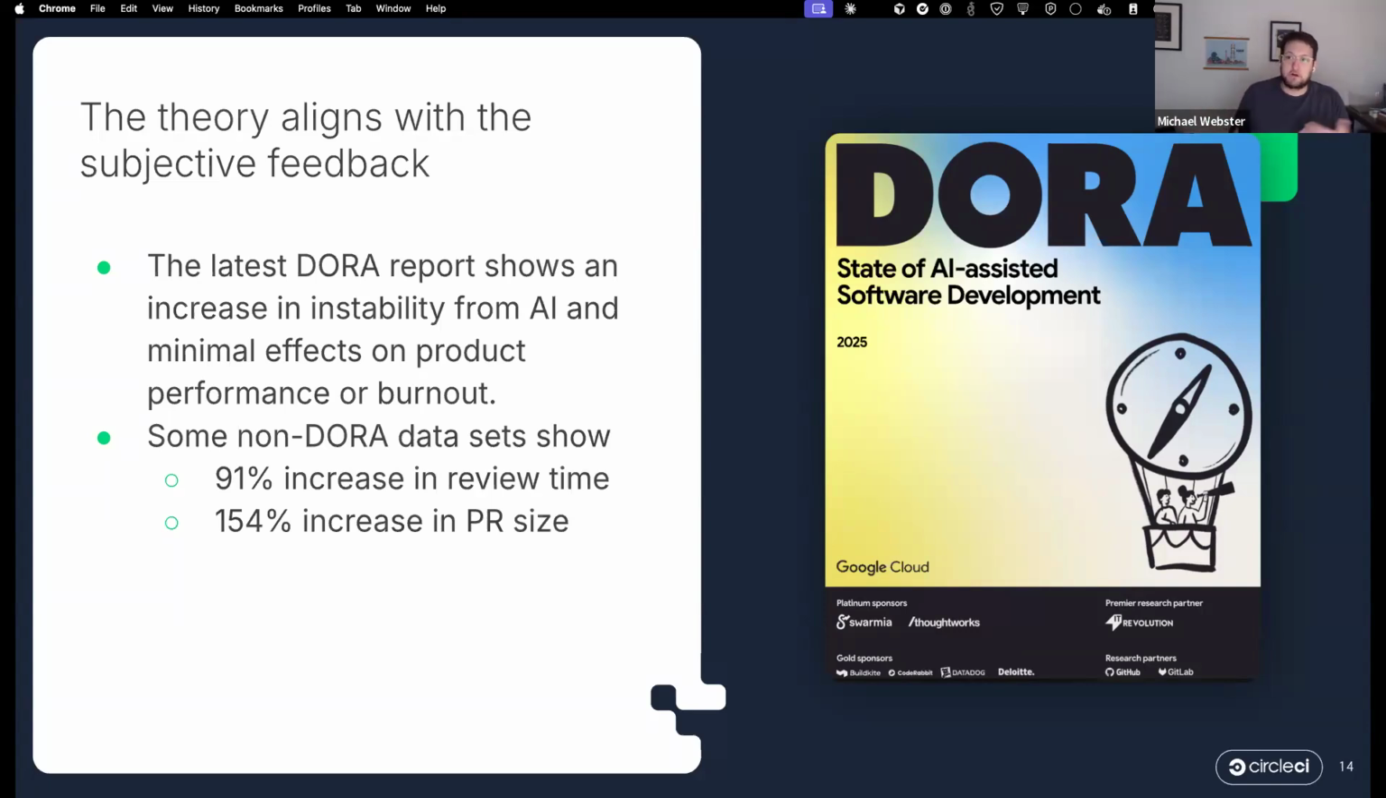But the theory that we're seeing also aligns with more subjective, anecdotal feedback that we're hearing in the market. The 2025 DORA report, which focused on AI-assisted software delivery, showed that there was actually an increase in instability from AI, and it wasn't showing effects on product performance or even burnout for individual engineers. You would think that reducing the amount of code an engineer had to write, having more of that delegated to the AI, might improve things. But DORA is saying it actually makes the delivery processes more unstable, and it isn't necessarily helping the engineers.